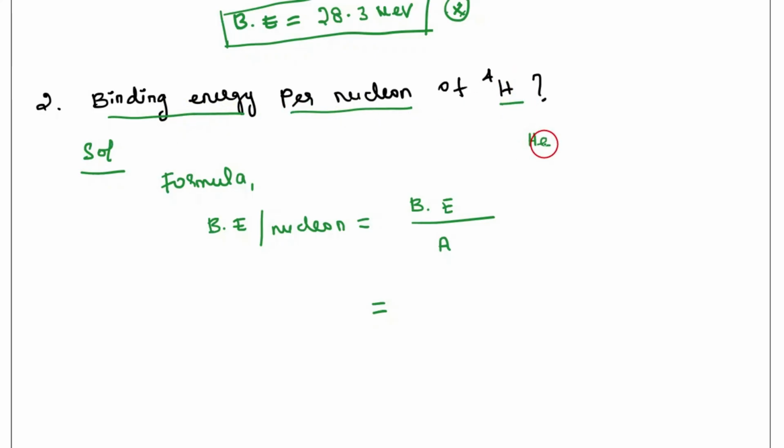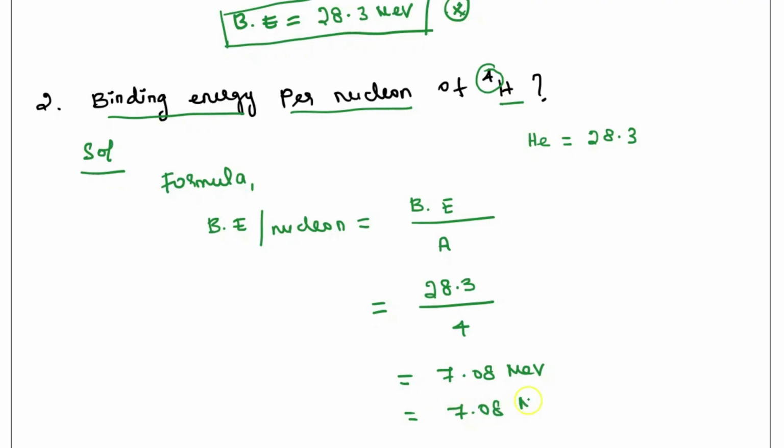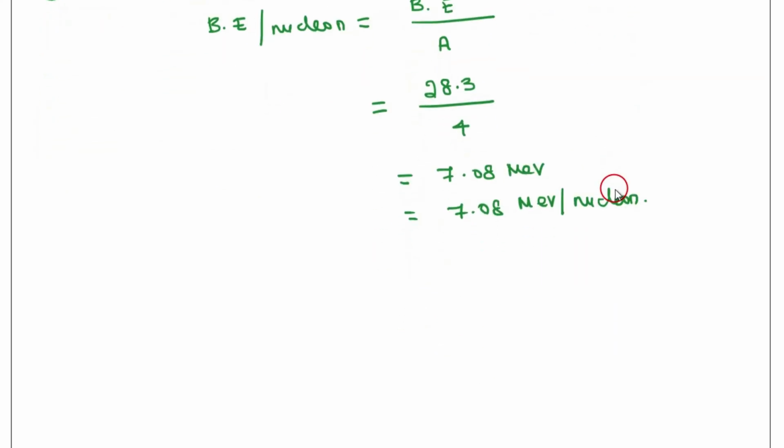அப்போ ஹீலியத்துக்கு binding energy என்னது? லாஸ்ட் ப்ராப்ளம் தான் நம்ம பார்த்தோம். 28.3. அப்போ then 28.3 by mass number. அப்போ இங்க என்ன கொடுத்திருக்காங்க? That should be a 4. Just divide பண்ணா then we have to get 7.08 mega electron volt. Okay. Or 7.08 mega electron volt per nucleon. So these are all the most important problem. Okay, we move on to the next problem.